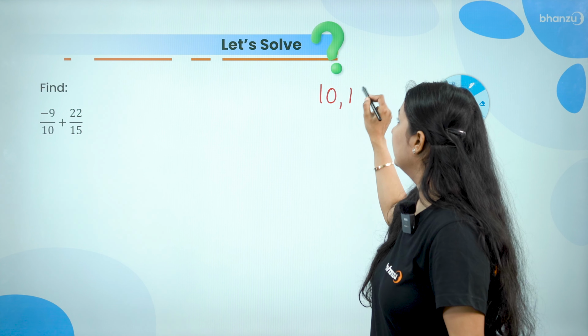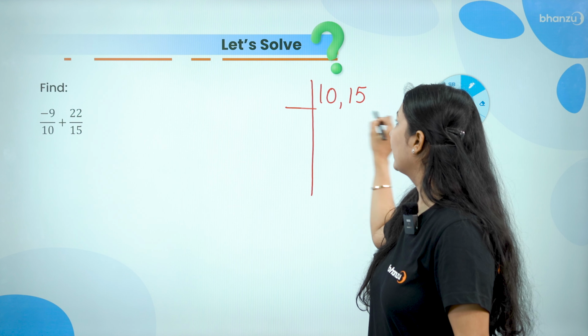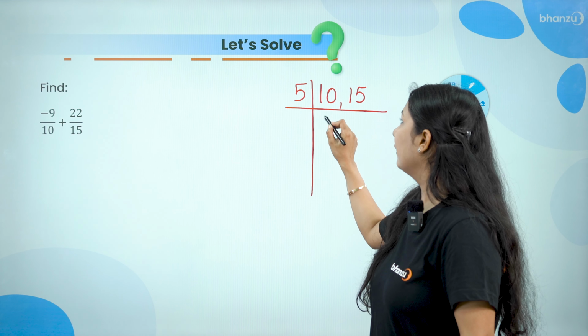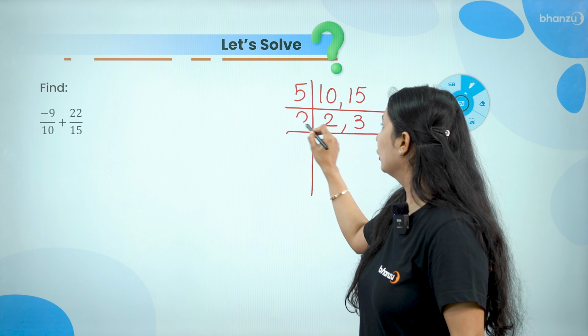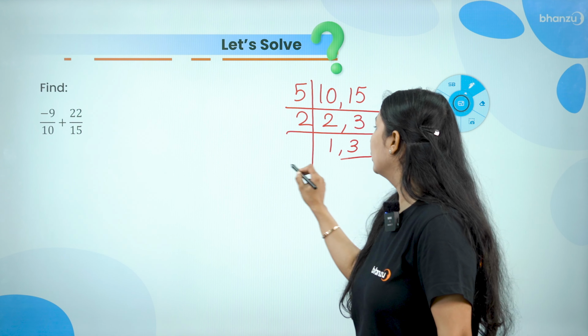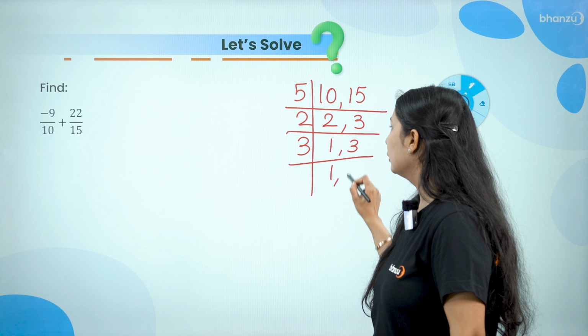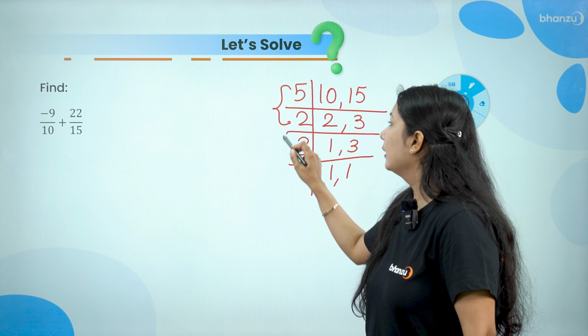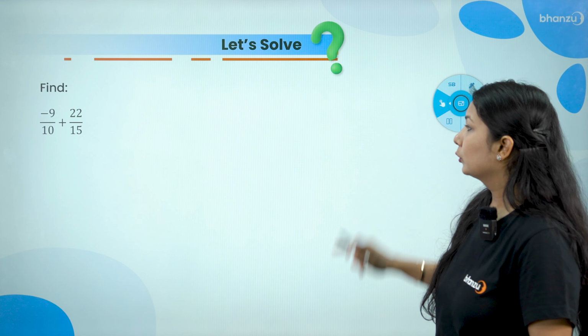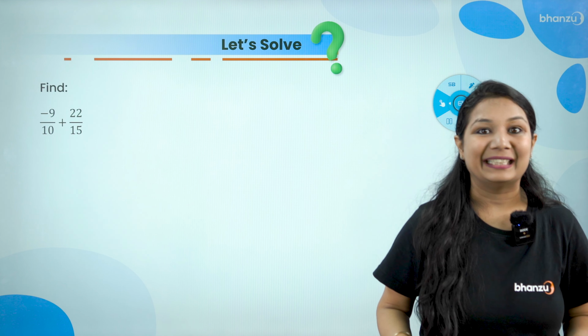10 and 15, the LCM we need to find out by the common division method. So we are dividing directly by 5 and we get 2 and 3. These both are also prime numbers, right? You can start with the smallest prime number also. So we got the LCM as 5 into 2, which is 10, 10 into 3, which is 30. So the denominator should be 30 in this case.